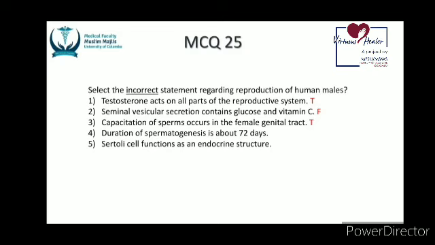Number 4. Duration of spermatogenesis is about 72 days. This statement is also true. Spermatogenesis is the production of sperms in the seminiferous tubules of the testes, and it takes about 72 days for this process to occur.